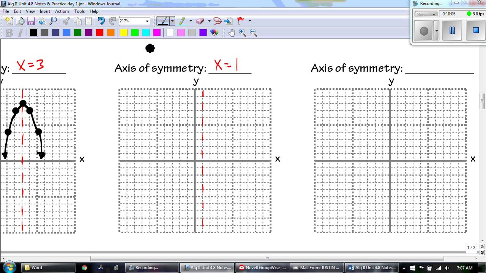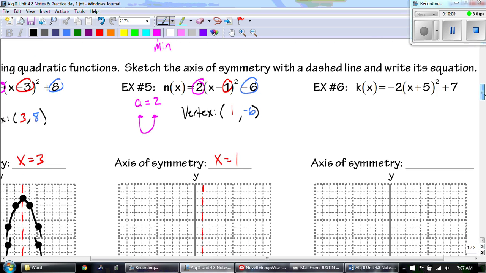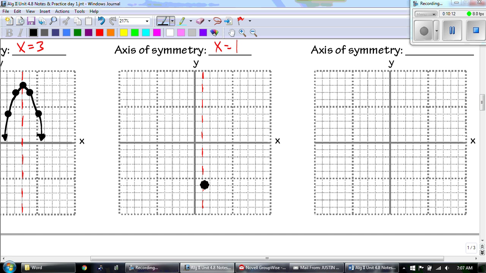All right, and then looking at our vertex, we're at 1, -6. So 1, -6. And then I go up 2 over 1, and then up 8. So 2, 4, 6, 8 over 2. All right, and then graph. Remember, you want to try to make the parabola rounded. It's not a V, okay?